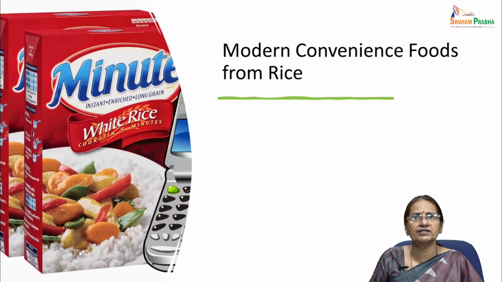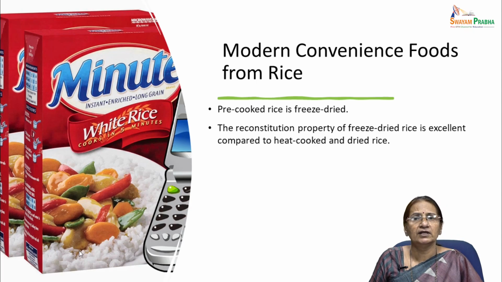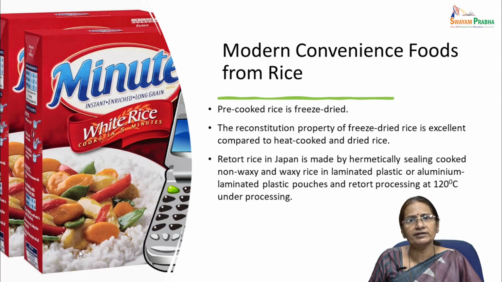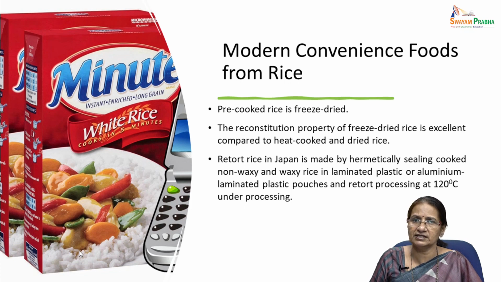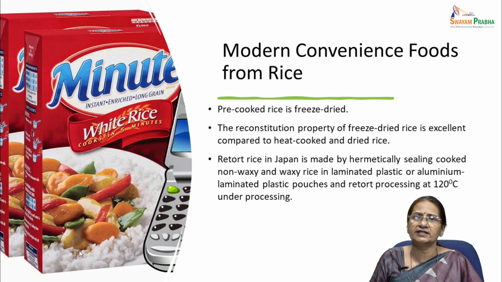Now, modern convenience foods from rice. Alternatively, pre-cooked rice is freeze-dried. The reconstitution property of freeze-dried rice is excellent compared to heat-cooked and dried rice. Retort rice in Japan is made by hermetically sealing cooked non-waxy and waxy rice in laminated plastic or aluminum laminated plastic pouches and retort processing at 120 degrees centigrade.